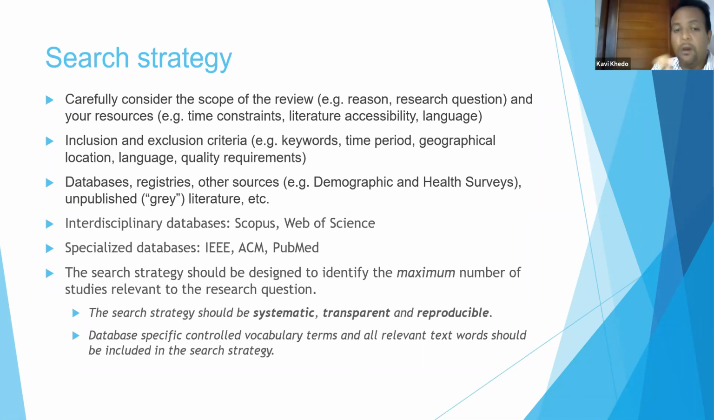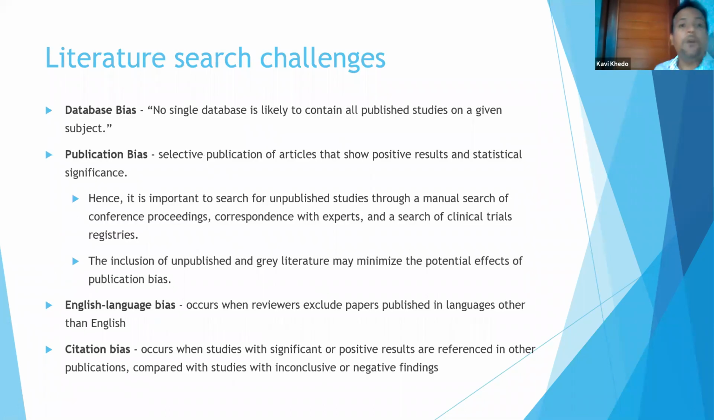So this is called the database specific control vocabulary, a term that you need to take care of. Okay, so when you are searching, after your main discussions about bias, database bias, don't use a single database. Publication bias, I've already explained to you. Don't focus on one type of publication, high impact, good journal.